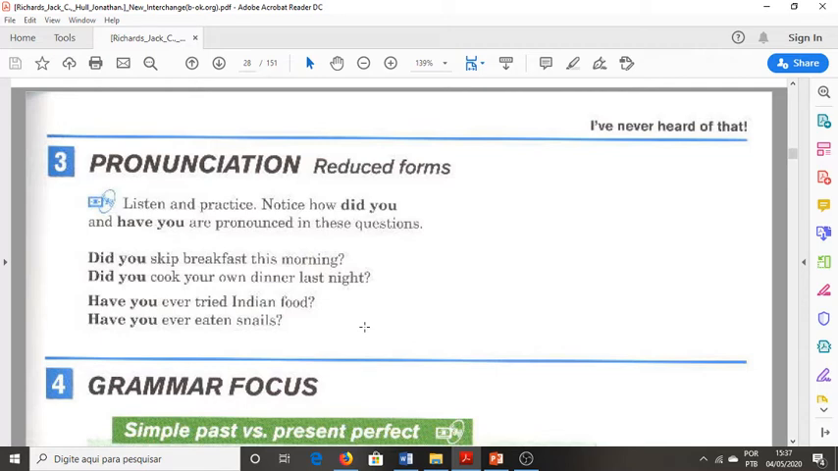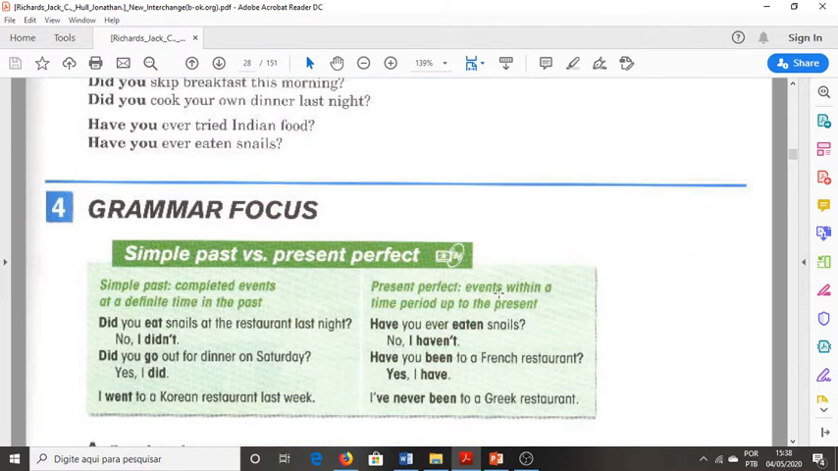But this is why there is a pronunciation activity right after that. Because, okay, you read and listen, and then you pronounce correctly. You practice pronunciation by practicing. Then number 4 is the grammar focus.